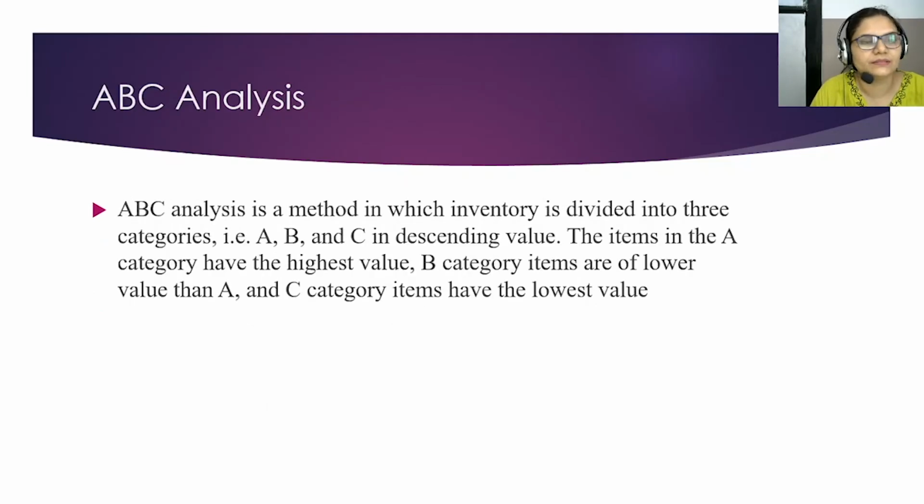Next technique is ABC analysis. ABC analysis is a method in which inventory is divided into three categories, that is A, B, and C, in descending value. ABC analysis means always better controlled. The items in the A category have the highest value, B category items are of lower value, and C category items have the lowest value. For example, A category items in your house can be your jewelry and precious items, which are less in quantity but create a higher value. Next, B category items are more in quantity than A but create a value less than A category items. C category items are highest in quantity and have the lowest value in comparison to A and B.